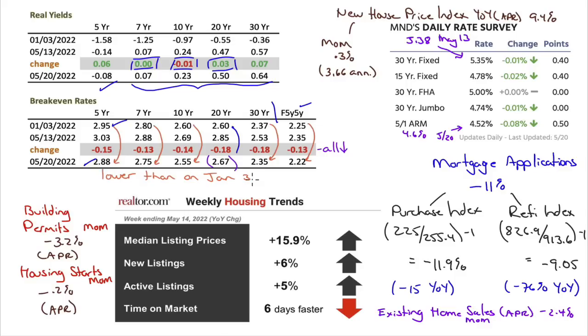But all the break-even rates are lower as of the close of May 20th than they were on January 1st. And if we look at the 5-year forward, which should remove, if we expect inflation to get under control in the next 6 to 12 months, the 5-year forward would have it completely removed. 222 versus 225 at the beginning of the year.